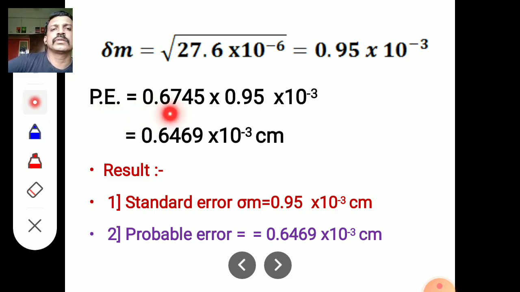P equals 0.6745 into 0.95 into 10 raised to power minus 3, that is 0.6469 into 10 raised to power minus 3 centimeter. The standard error delta t is 0.95 into 10 raised to power minus 3 centimeter. Probable error is 0.6469 into 10 raised to power minus 3 centimeter.